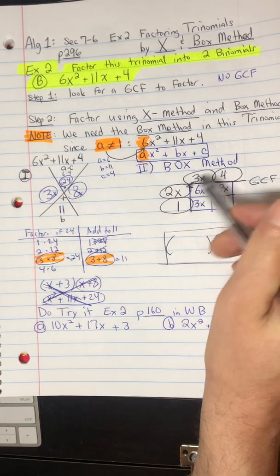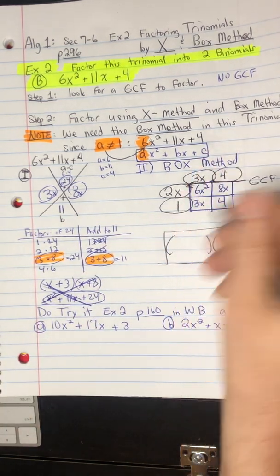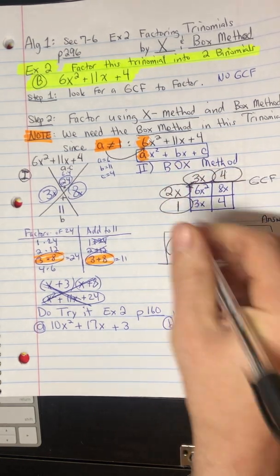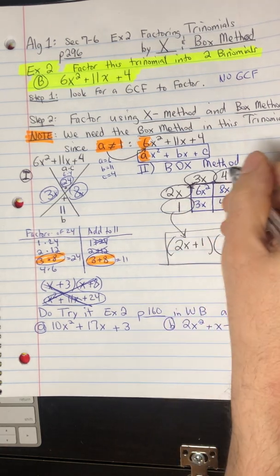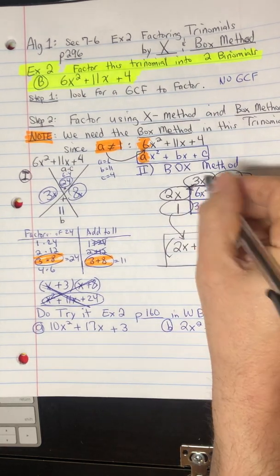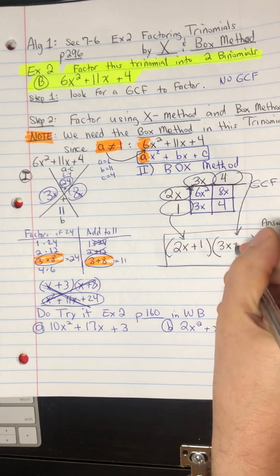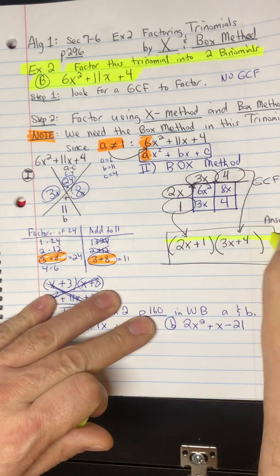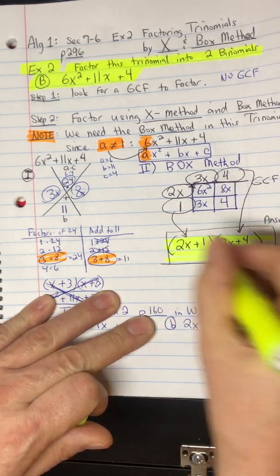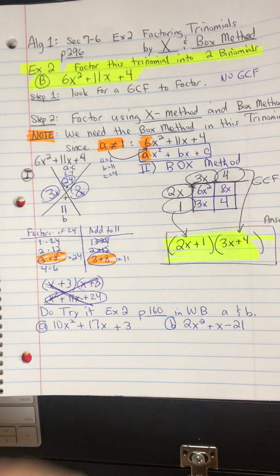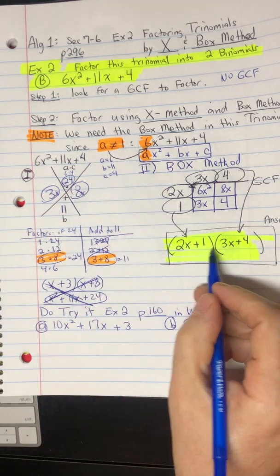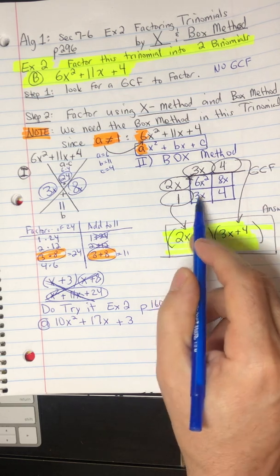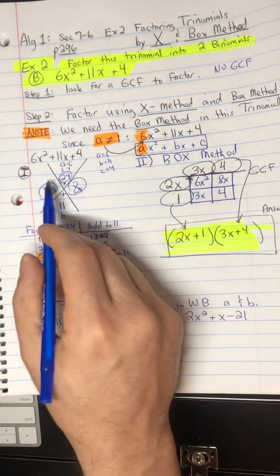Here are my two binomials. I'm finished. All I got to do is write them. It doesn't matter which one you write first. 2x plus 1 is one binomial. That goes here. The other one goes here. 3x plus 4. Now, this is the answer. I'm done. You can actually check this answer by multiplying these two binomials. If you multiply these together, and here it is, you're going to get 6x squared plus 11x plus 4.